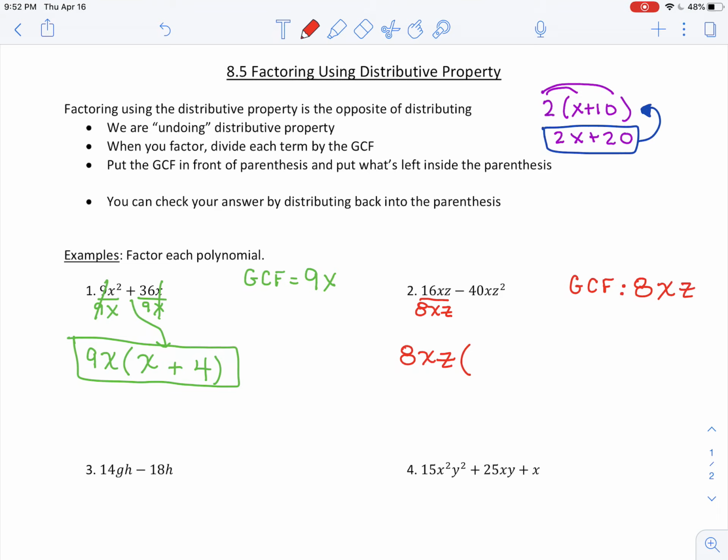So for the first term, 16 divided by 8 is 2. The leftovers go in the parentheses. X divided by x cancels out. Z divided by z cancels out. Then I have minus. Now for the second term, when I divide by the GCF, 40 divided by 8 is 5. X divided by x cancels. Z squared divided by z is z. This is my final answer.